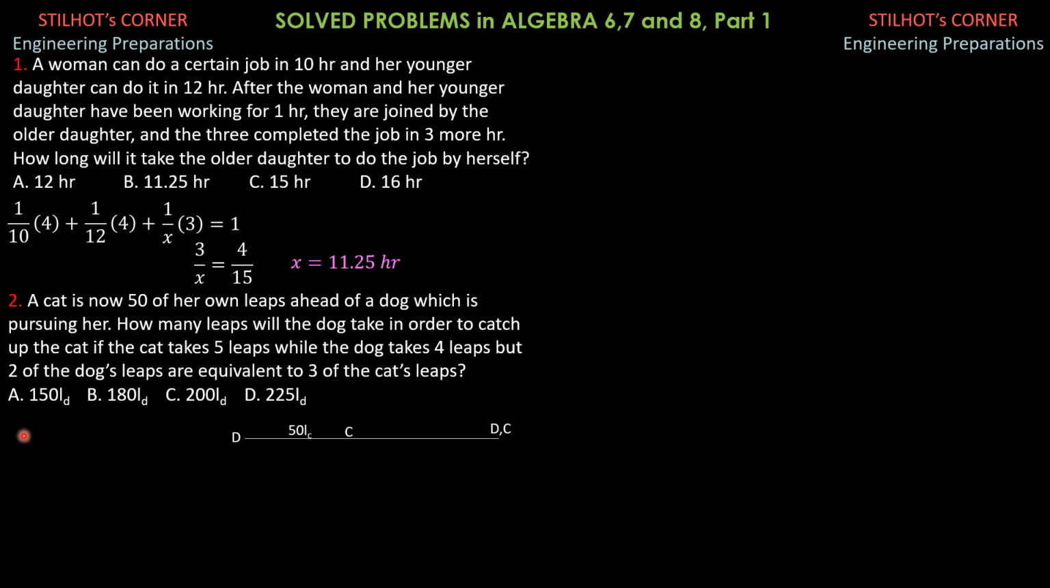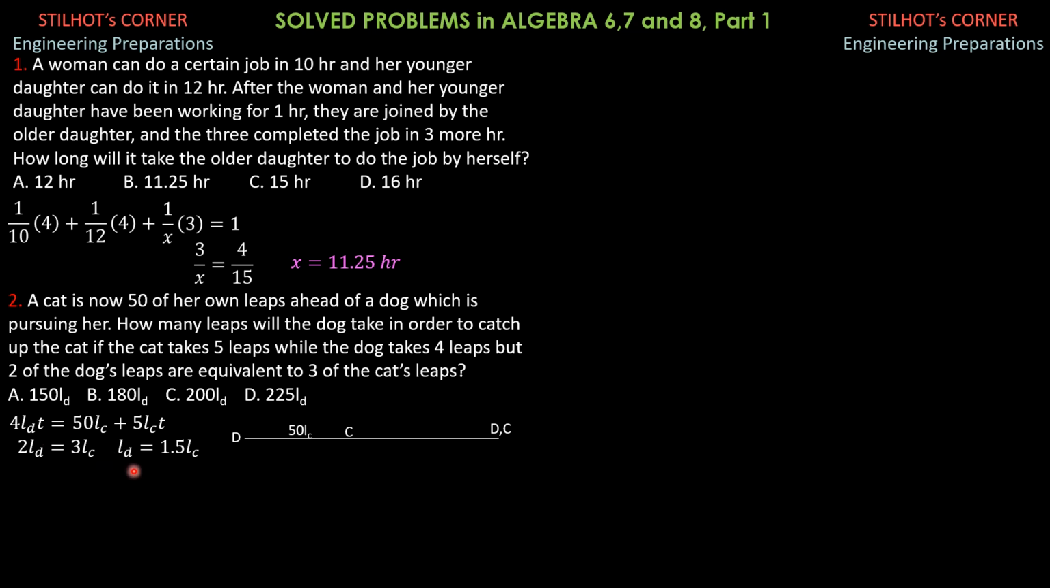So therefore, 4 dog's leaps per second times t equals 50 cat's leaps plus 5 cat's leaps per second times t. From this relationship, 2 of the dog's leaps are equivalent to 3 of the cat's leaps. So 2 times dog's leaps equals 3 times cat's leaps. That means the cat's leap is 2/3 of the dog's leap. Substitute here.